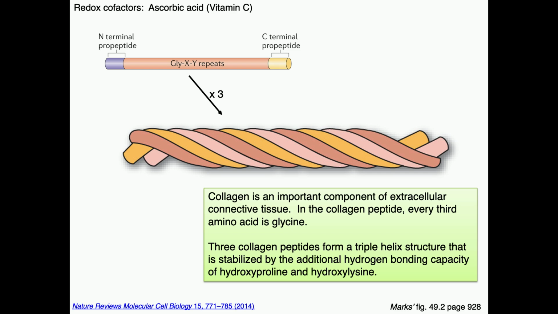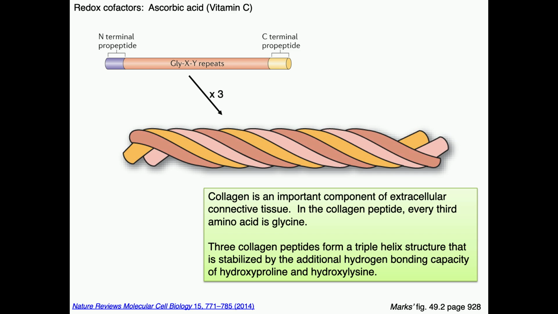So collagen is, I think, by far the most abundant protein in our body, and all of the extracellular matrix and bone and tendon and what have you in our body is made up of collagen. So the collagen peptide has the ability to make a really tight spiral because every third amino acid in the primary structure is glycine. And recall that glycine has the least amount of steric hindrance of all the amino acids because its side chain is a mere proton.